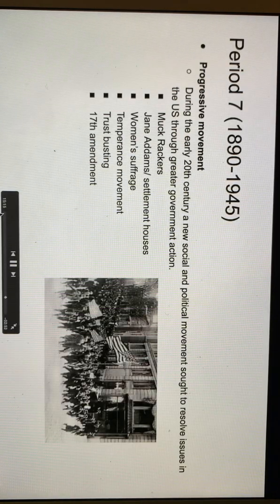During the early 20th century, a new social and political movement sought to resolve issues in the U.S. through greater government action. The muckrakers, Jane Addams, and settlement houses, women's suffrage, the temperance movement, trust busting, and the 17th Amendment were all, and there's even more, part of the progressive movement.